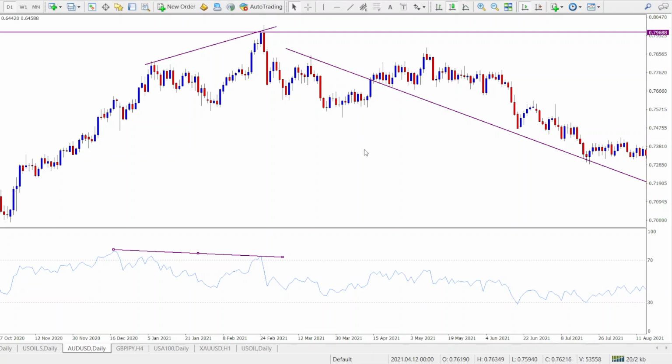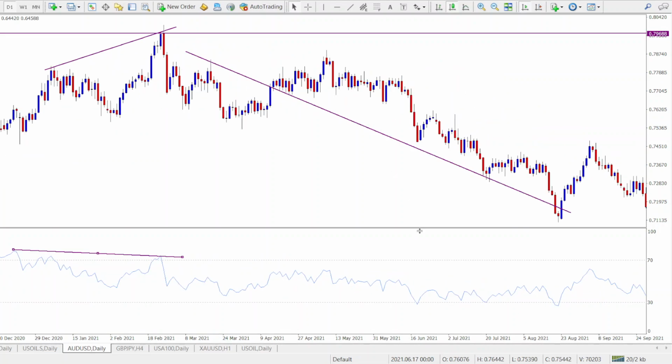And then fourthly, practice patience. Wait for the divergence to fully form before acting. It is better to be late than to be wrong. It's very important.